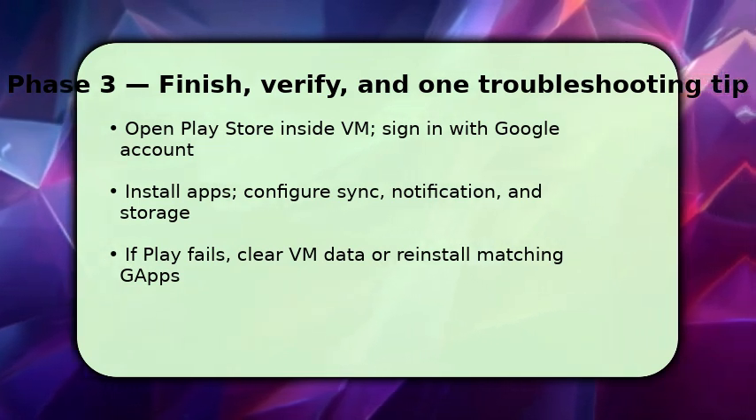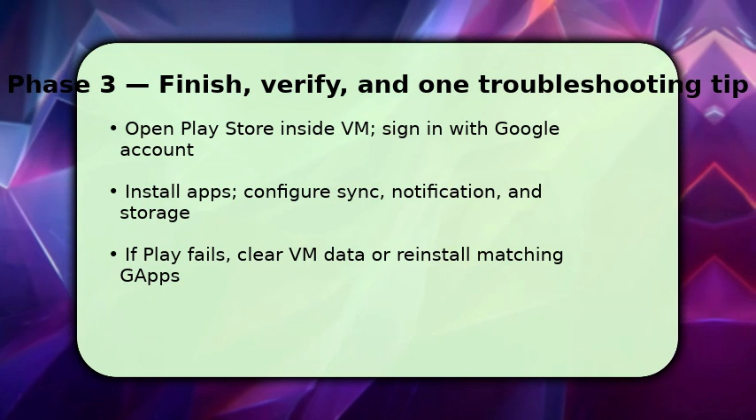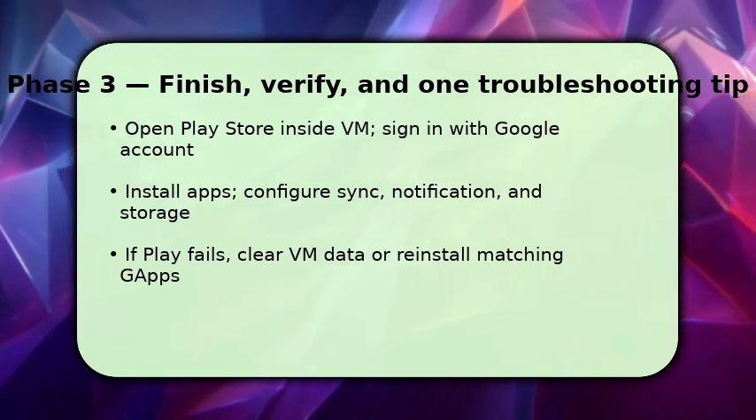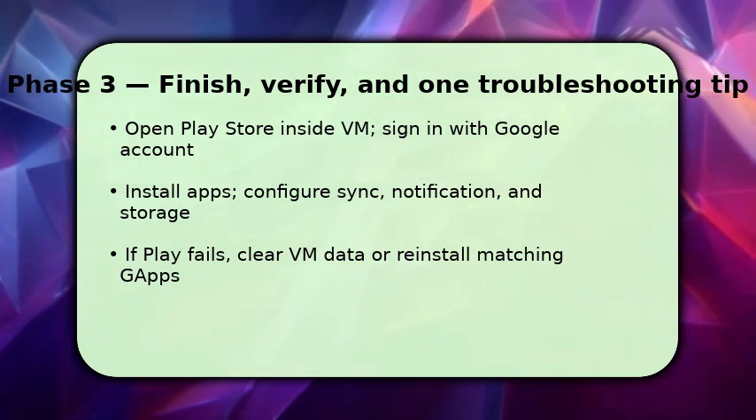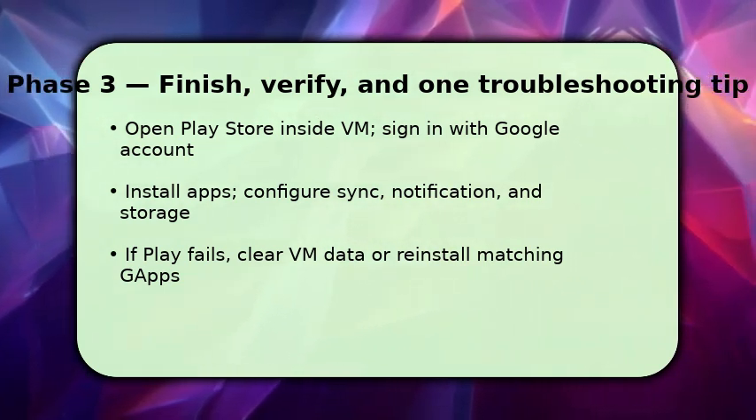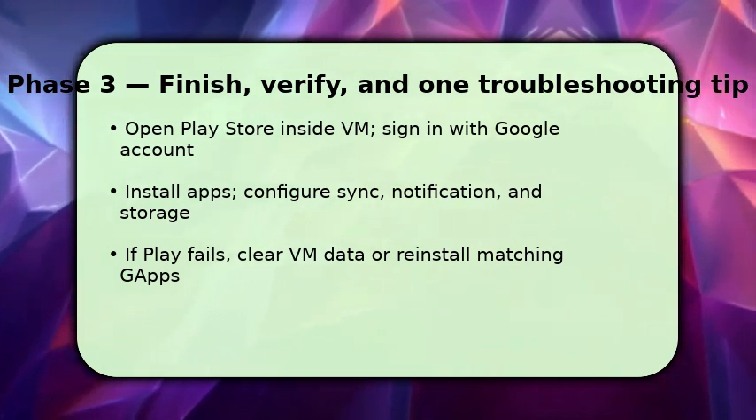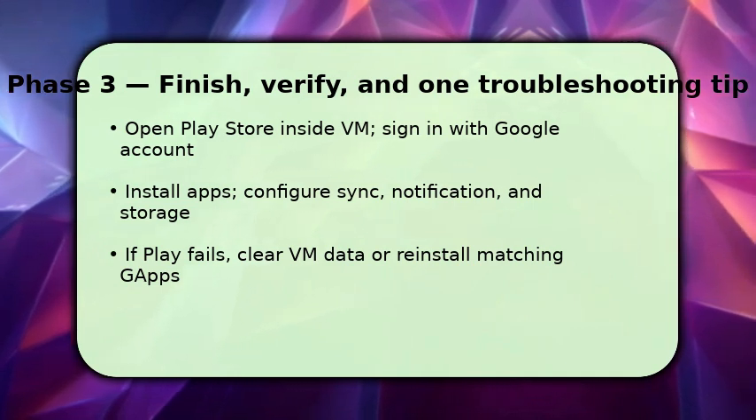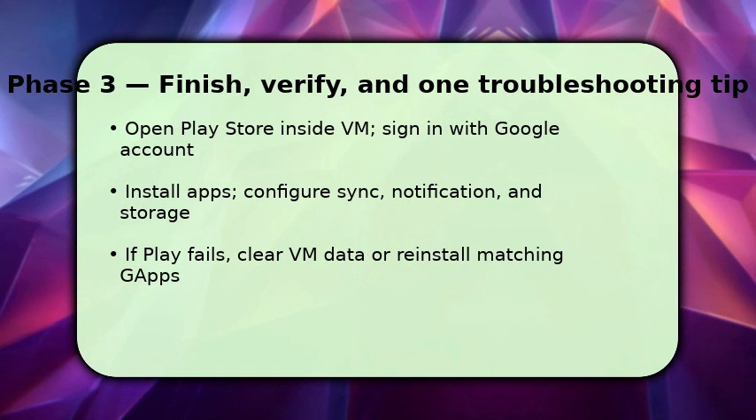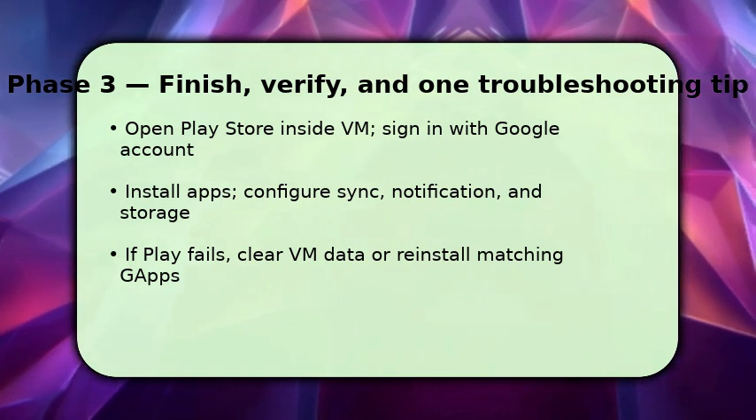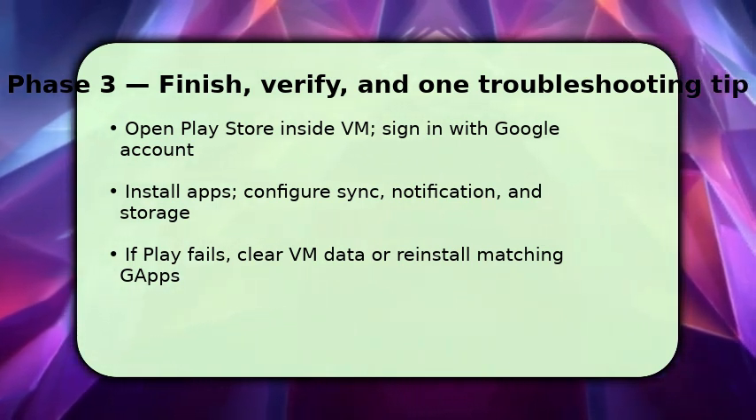Next, install the apps you need, adjust sync and notification settings, and confirm the VM has adequate storage allocated. If Play Store crashes or shows authentication errors, force stop and clear app data inside the VM, then reboot the virtual image. If problems persist, uninstall and reinstall the exact G-Apps build that matches the VM Android version.